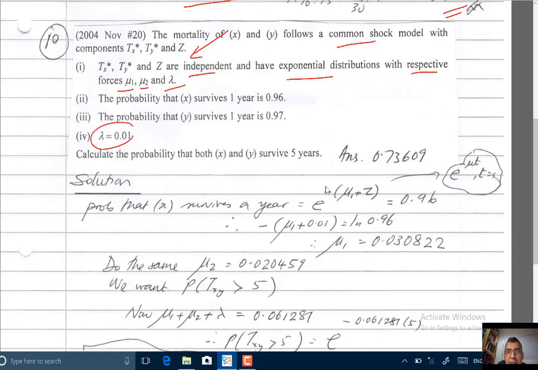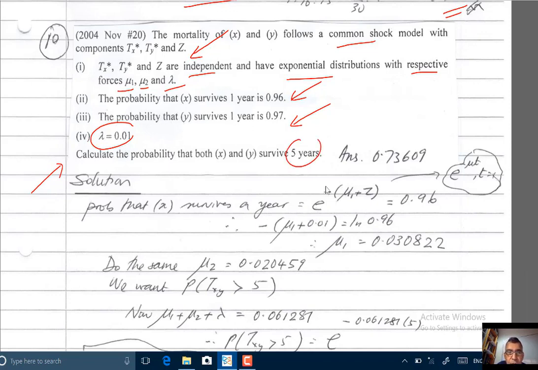The probability that X survives 1 year is 0.96. So that includes lambda and mu1. The probability that Y survives 1 year is 0.97, so that will include lambda and mu2. So what's our question? Calculate the probability that both X and Y survive 5 years.